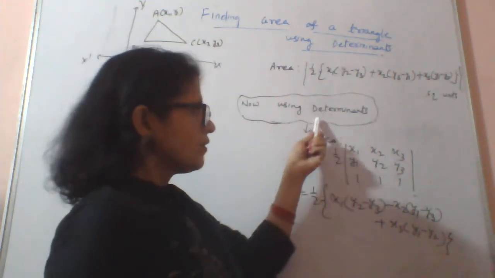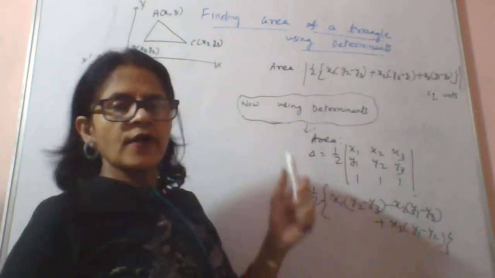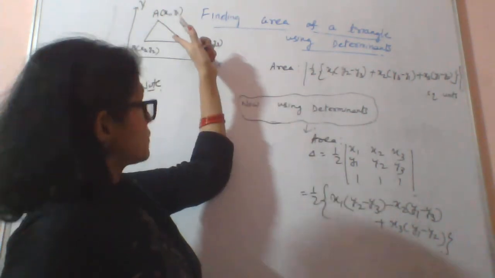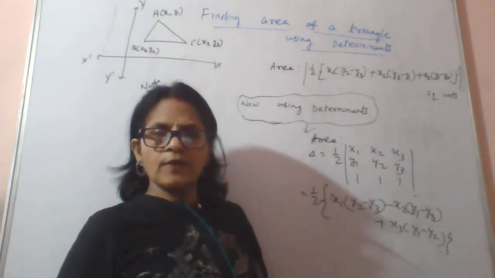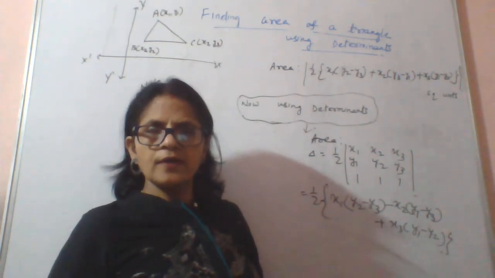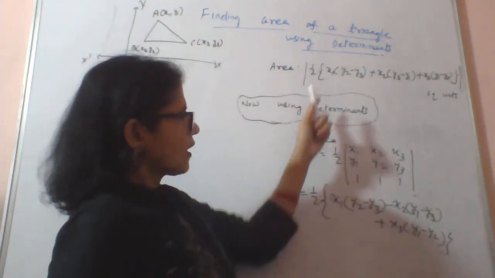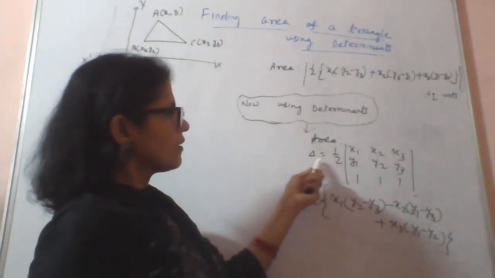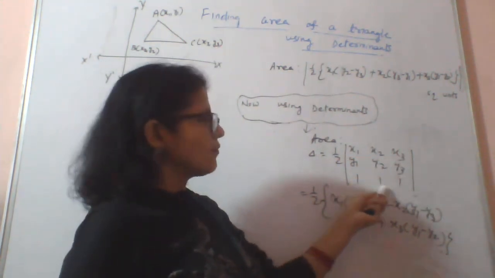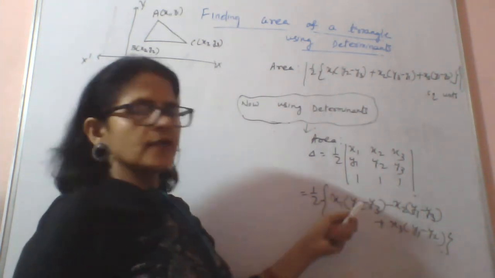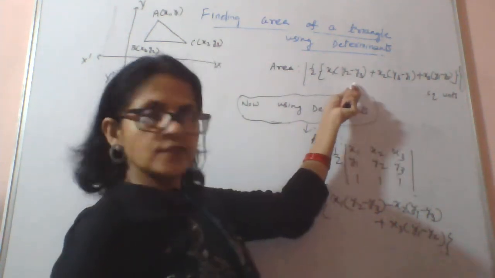Now, using determinants, how to do it? How do we find the area of the triangle using a determinant? If you look at the concept, we are given the vertices of the triangle x1, y1, x2, y2, x3, y3. I write the area as half of the determinant with first row x1, x2, x3, second row y1, y2, y3, and third row 1, 1, 1. Let me check whether writing like this gives us the same result.